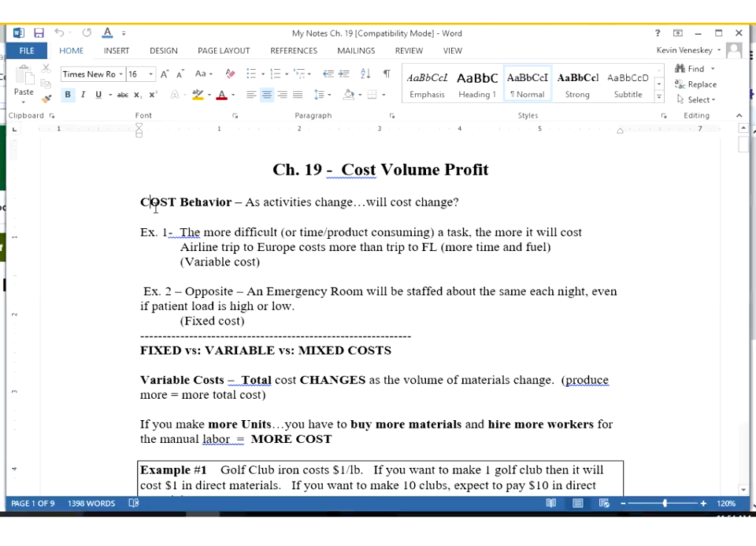And what that means is, do costs change because the activity level has changed? Activity level meaning if we need more product, if we need more time to make the product, will that increase our costs? And so I have a couple examples here, one where yes and the other one is no.